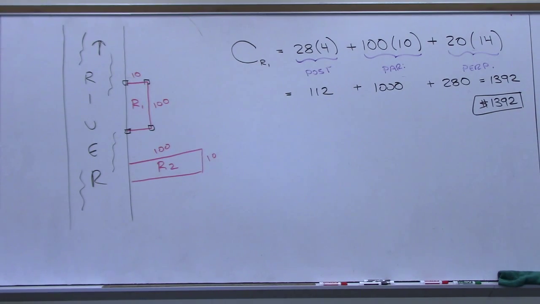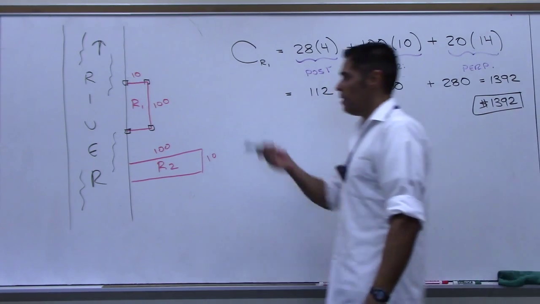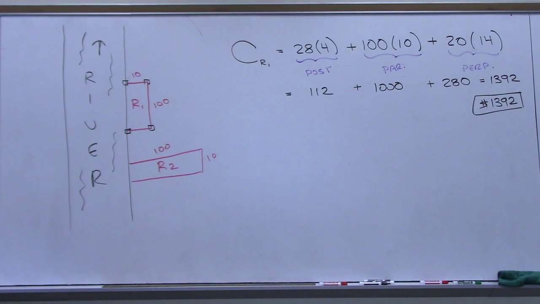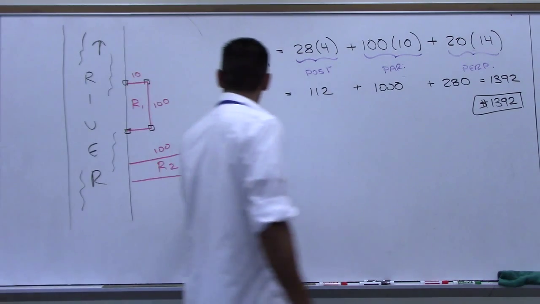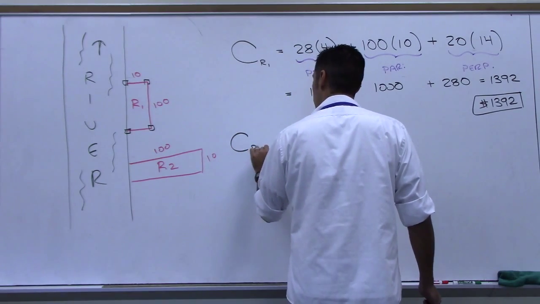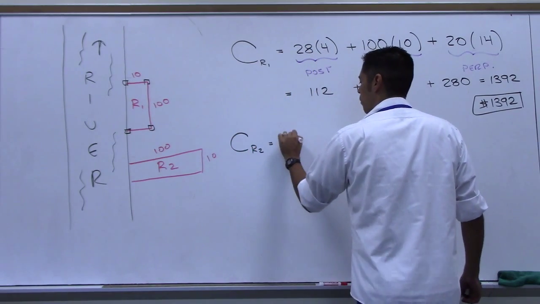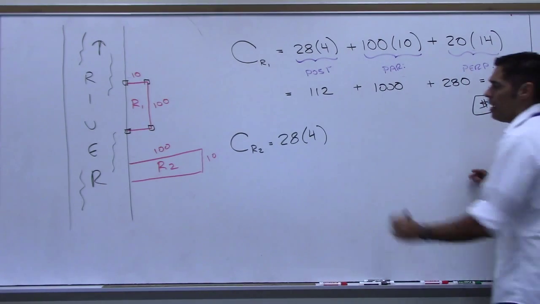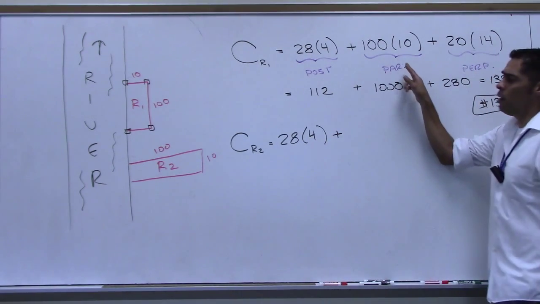is how much it would cost me to build it this way, right? Is the cost going to be the same if I build it this way? No? Well, let's see. The cost of building rectangle 2 will be the 28 times 4. That shouldn't change, should it? All right, and then how about the parallel part?